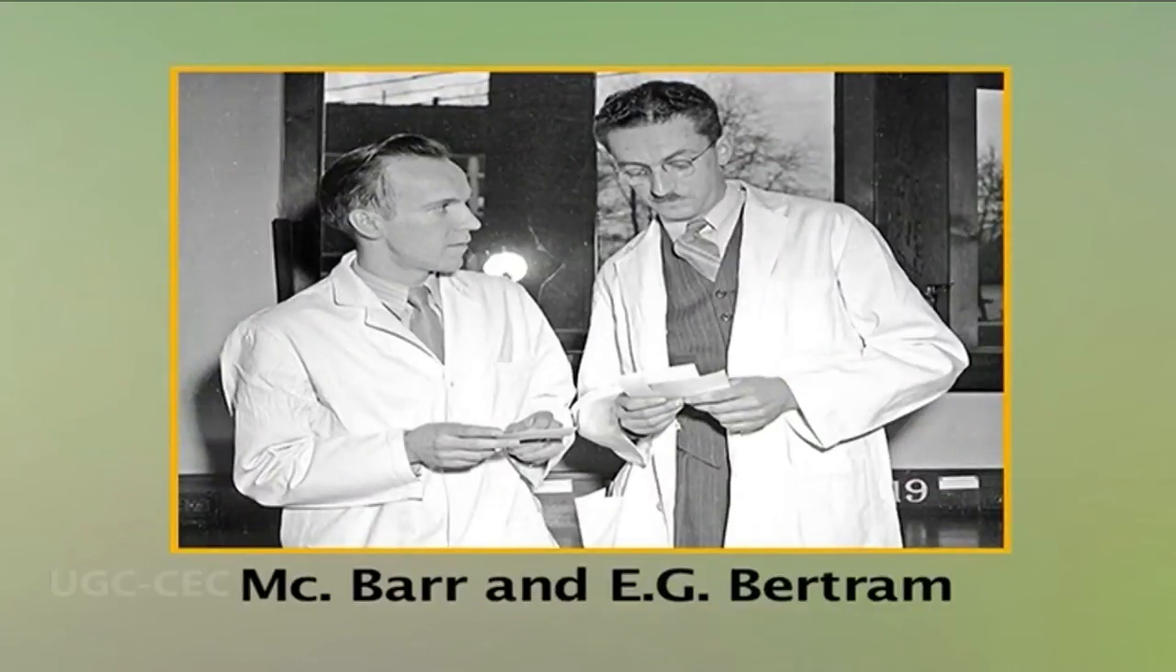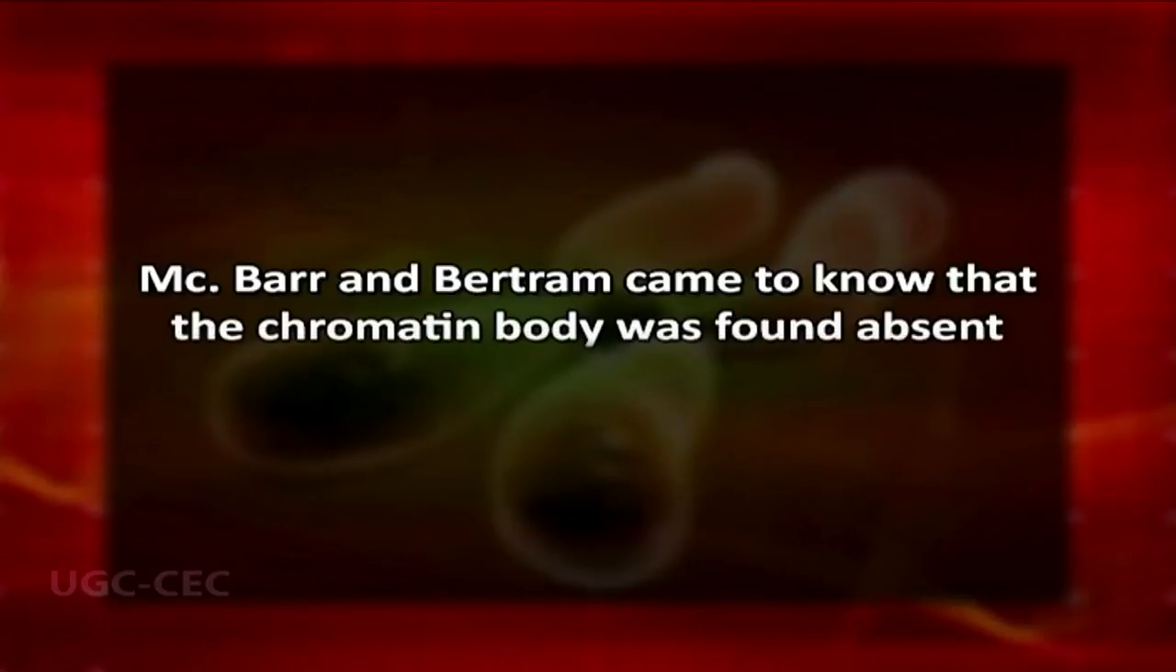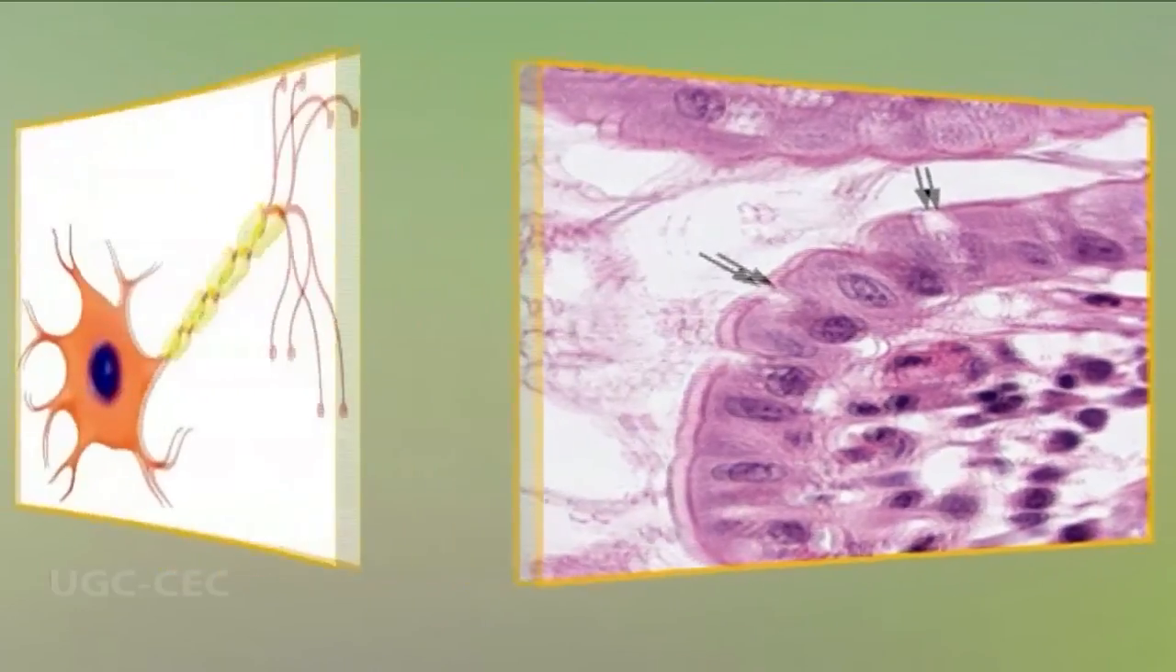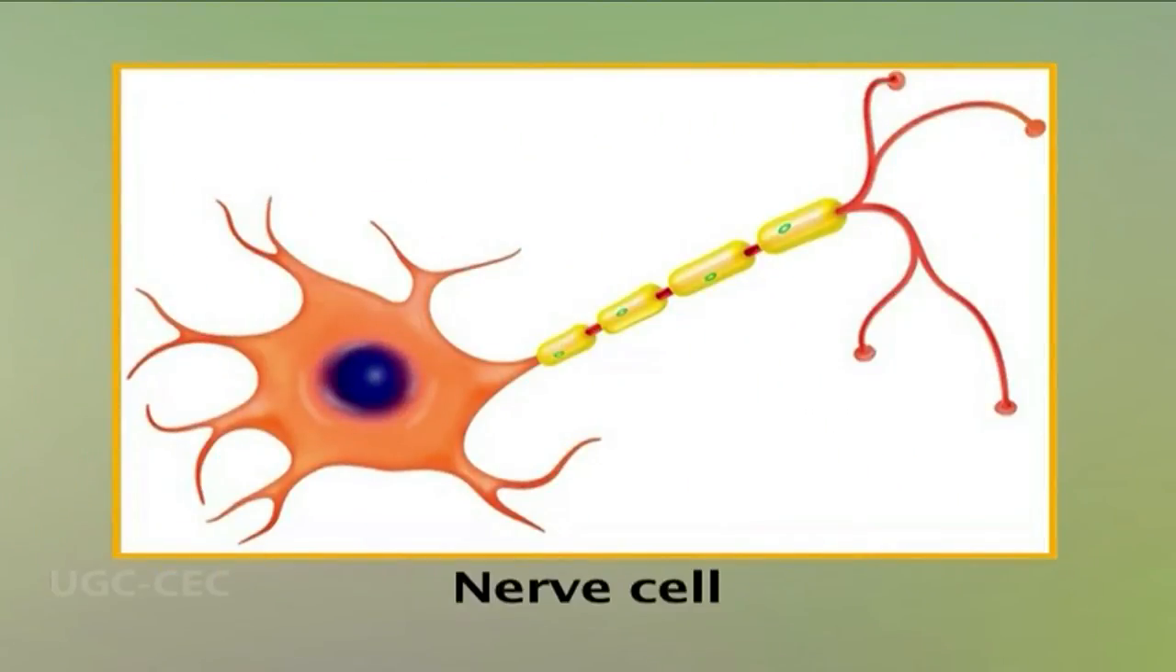Mac Barr and Bertram were the two scientists to observe the deeply stained chromatin body in the nerve cell of a female cat in the year 1943. Later, they came to know that the chromatin body was found absent in the male cat. The Barr bodies are present in other parts of body cells, for example, skin cells, epithelium cells, nerve cells, etc.